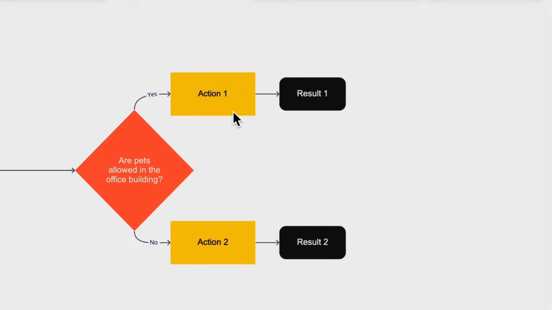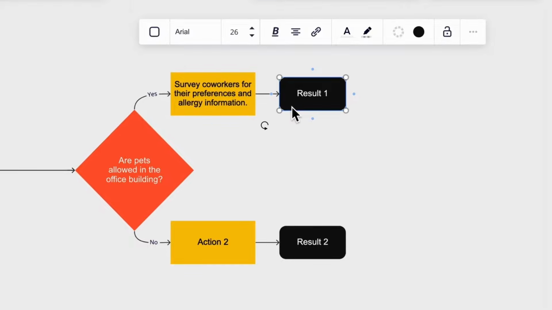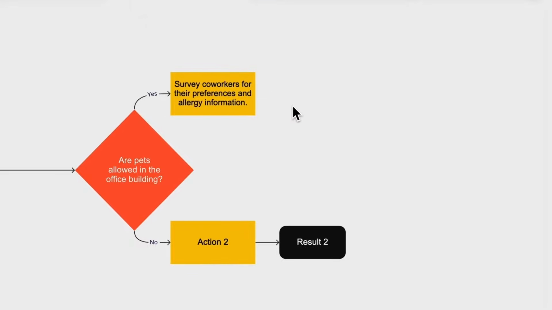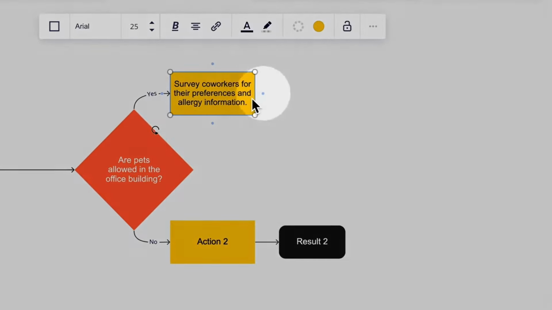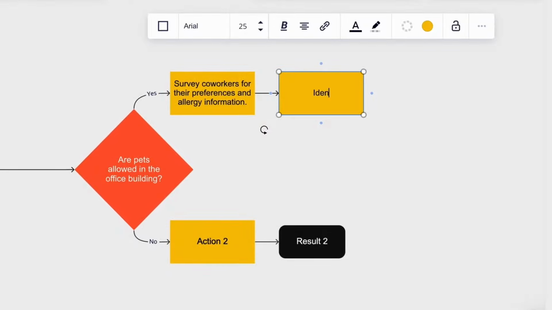Our next step is to gather people's preferences. We'll select this activity rectangle and replace the text with survey coworkers for their preferences. Oh, and allergy information. We don't need this results node, so let's delete it. Let's add a new node in its place by clicking this rectangle and then this blue dot. Now in this step, we'll identify the top choice for the office pet from our survey.